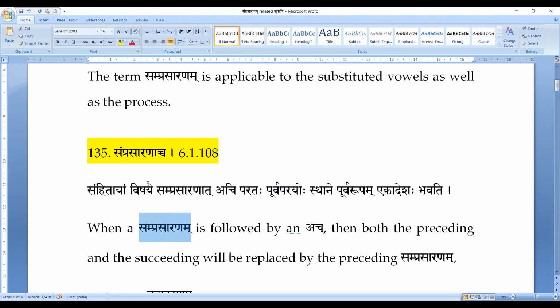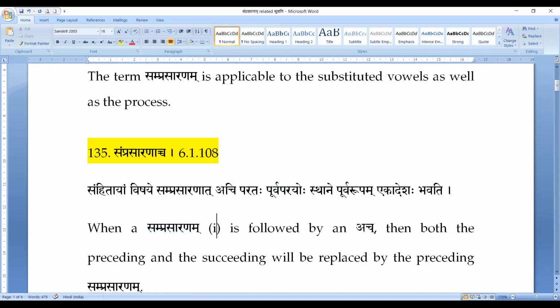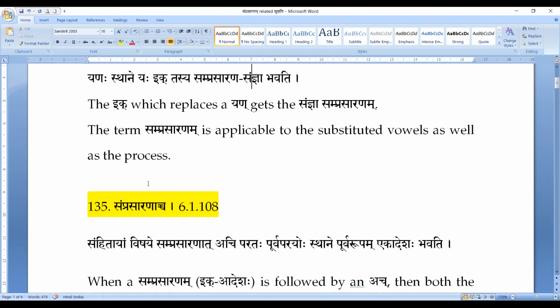What is Samprasaranam here? Not referring to the process. We cannot refer to a process saying that the process is followed by an Ach. Samprasaranam is referring to the Ik Adesha, the Adesha which has come in the place of Yen. That is called Samprasaranam, right? The process is called Samprasaranam, and the Ik which replaces the Yen also gets the Sanya Samprasaranam. Therefore, the substituted vowels, the Ik Adesha, is Samprasaranam.